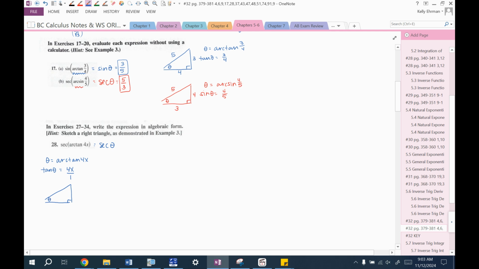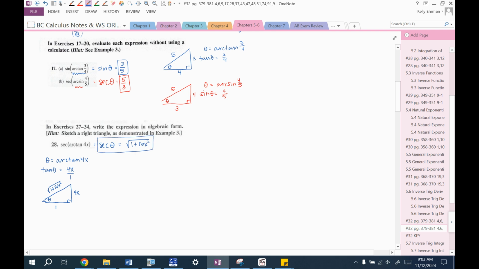So I always put theta in this little acute angle down here. Opposite of theta is 4x. Adjacent to theta is 1. Use the Pythagorean theorem to get the hypotenuse. It's the square root of 1 squared plus 4x squared, excuse me. Okay, so now that we have our triangle set up, the secant of theta is the hypotenuse over the adjacent side. So that's the square root of 1 plus 16x squared over 1, and we'll just leave it at that.